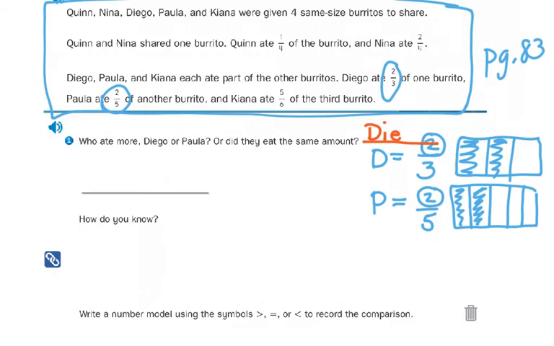In your math journal, please write down, this is on page 83. Diego, how do I know that? Well, I know that fifths are smaller than thirds.